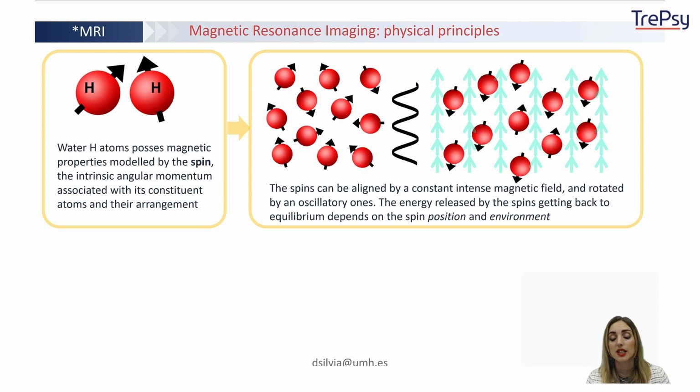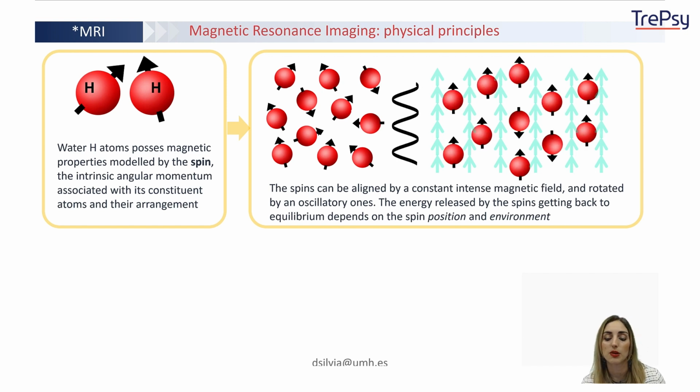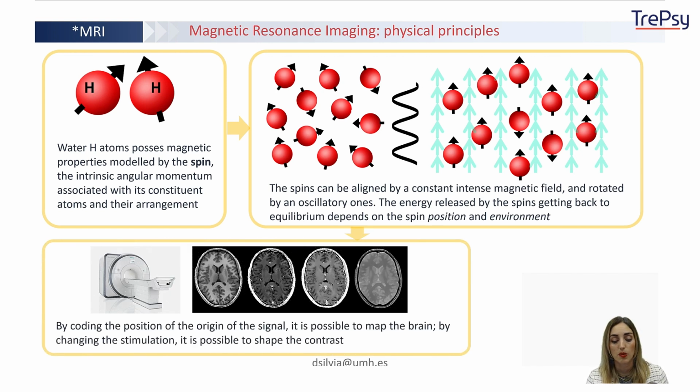They can be manipulated, brought into a position out of their equilibrium, and they go back to the position of equilibrium by releasing energy. The way in which they release this energy, the intensity of this energy, depends mostly on 2 factors: the spin position and the environment of the spin. So, by coding the position of the origin of the signal, it is possible to segregate the signal coming from each part of the brain, so basically reconstruct a 3D image, a 3D map of the brain.